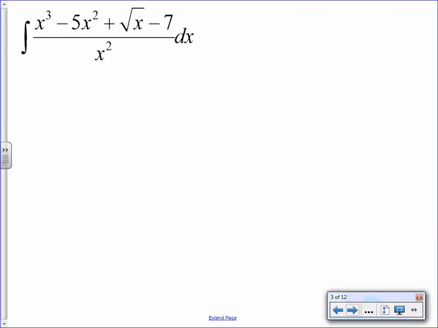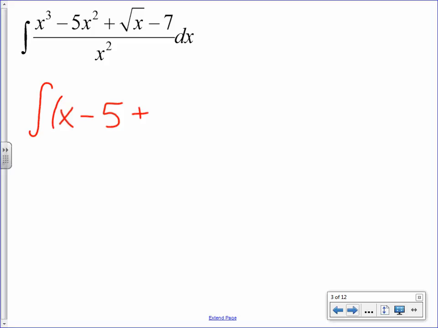Like this one. There is no quotient rule for antidifferentiation. However, we can rewrite this to use the power rule 4 different times. How would we rewrite this? Right. What is x cubed over x squared? x. Minus 5x squared over x squared. Plus x to the 1/2 divided by x squared.